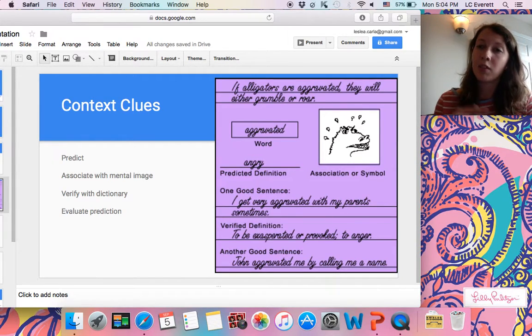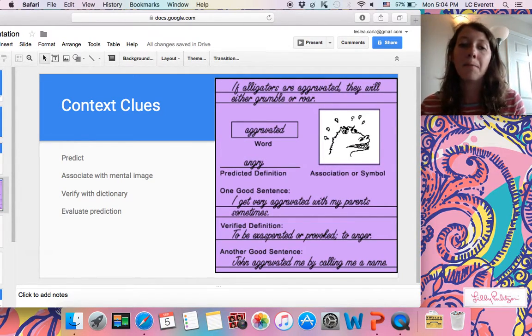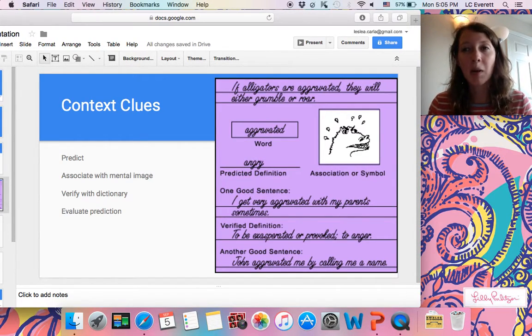And when children associate a mental image and a word, it tends to stick better if you have that picture in your mind that you can always go back to. So a good sentence that they could write that used that word was, "I got very aggravated with my parents sometimes." So this child that has completed this has a sense of the word aggravated, but they may not know for sure what the word means.